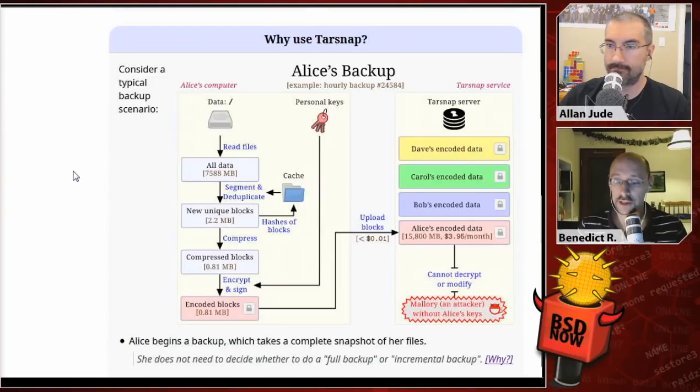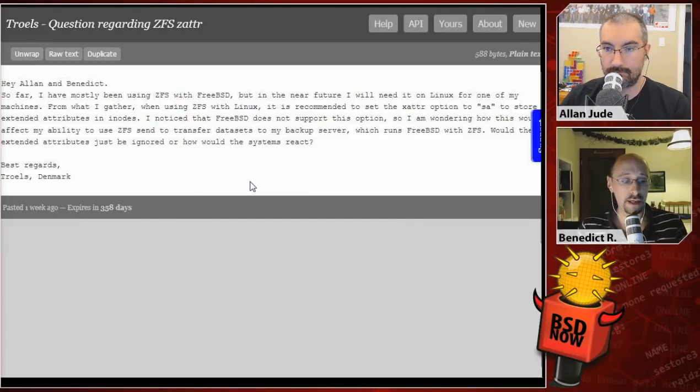All right, feedback and questions time. We have a question from Trolls in Denmark writing, "Hey Allan and Benedict, so far I've mostly been using ZFS with FreeBSD, but in the near future I will need it on Linux for one of my machines. From what I gather, when using ZFS with Linux, it is recommended to set the XATTR, which is extended attributes, option to SA to store extended attributes in inodes. I noticed that FreeBSD does not support this option, so I'm wondering how this would affect my ability to use ZFS Send to transfer datasets to my backup server, which runs FreeBSD with ZFS. Would the extended attributes just be ignored, or how would the system react?"